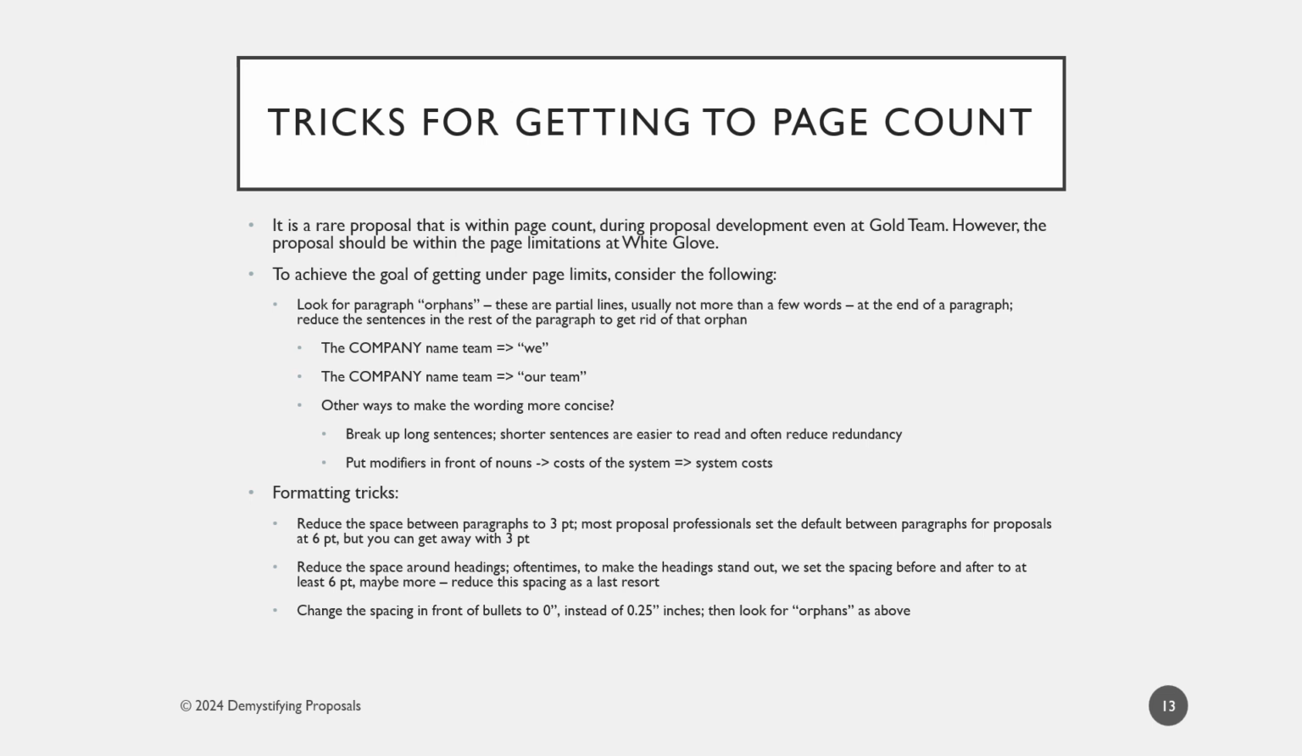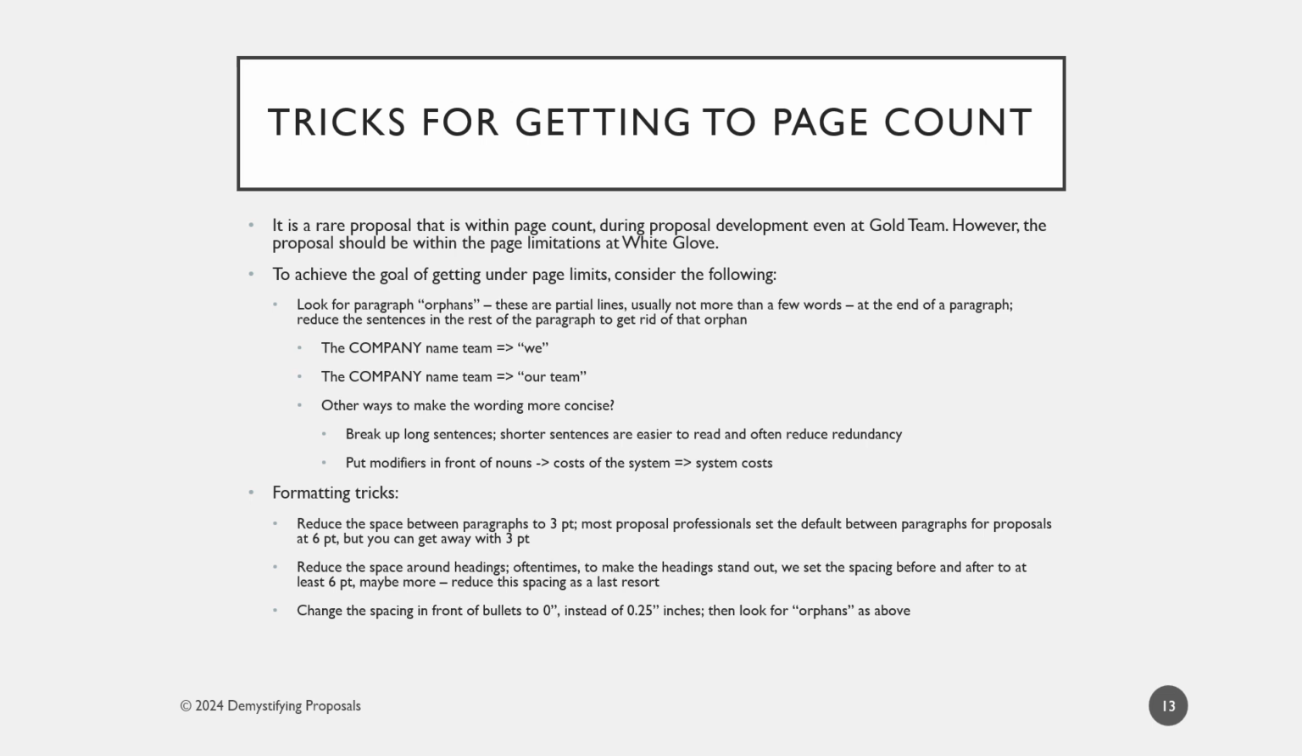Other ways to make the wording more concise include breaking up long sentences. Shorter sentences are easier to read, and often you can reduce redundancy or make the language more concise. Put modifiers in front of nouns. So rather than saying the costs of the system, say system costs. Again, this is something that seems obvious, but when you're really looking to reduce your number of pages, these small tips can really make a big difference.